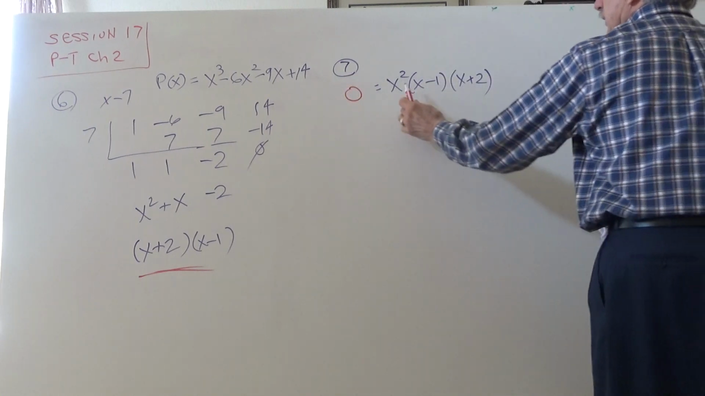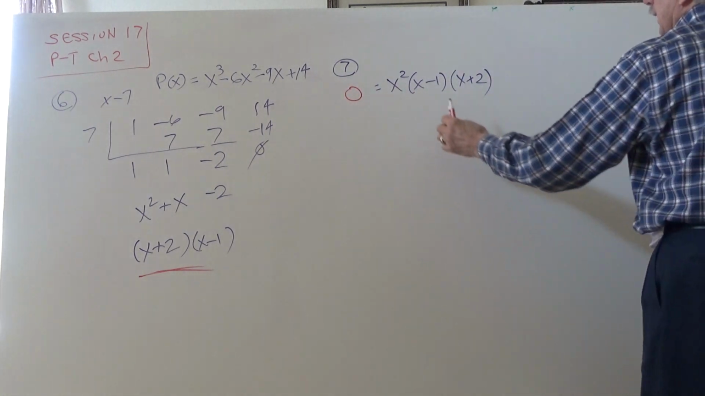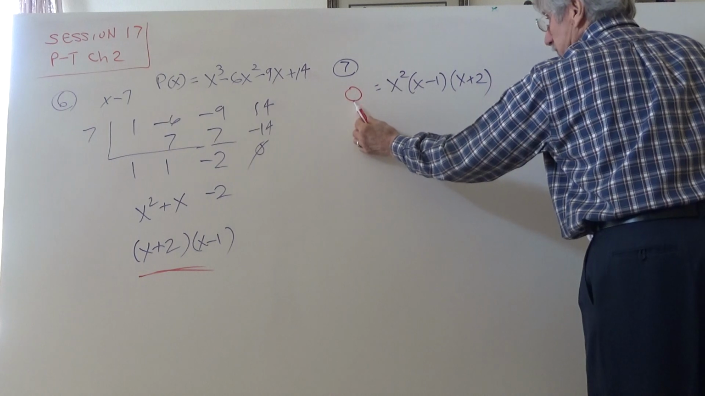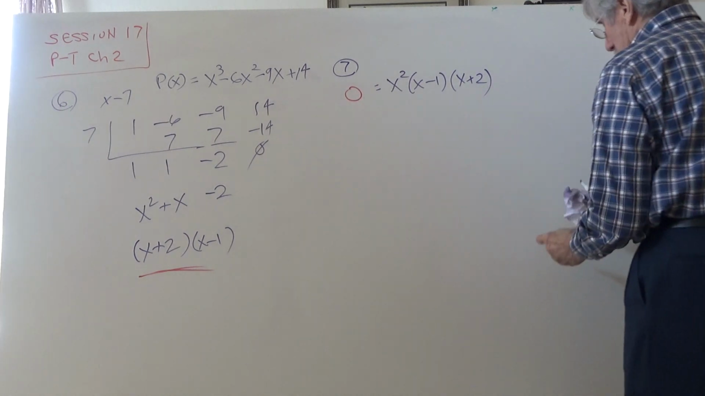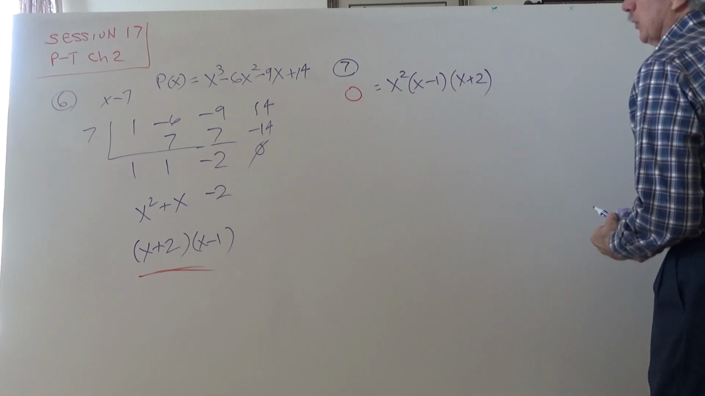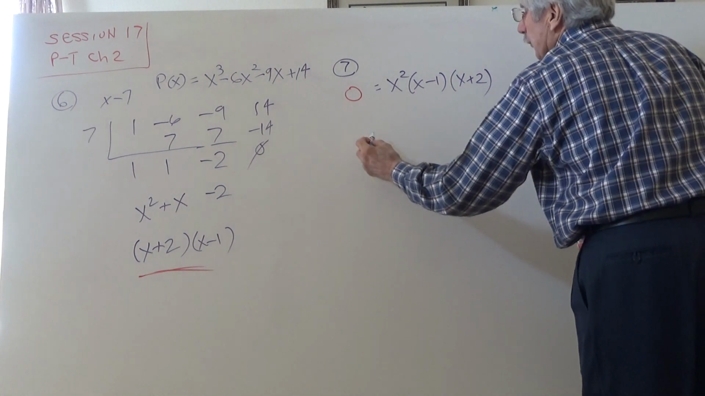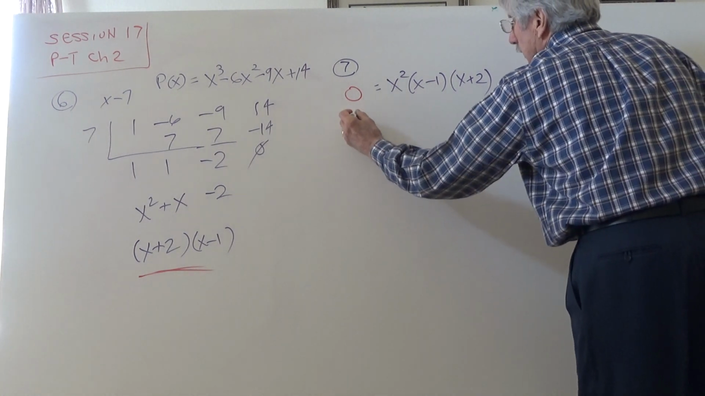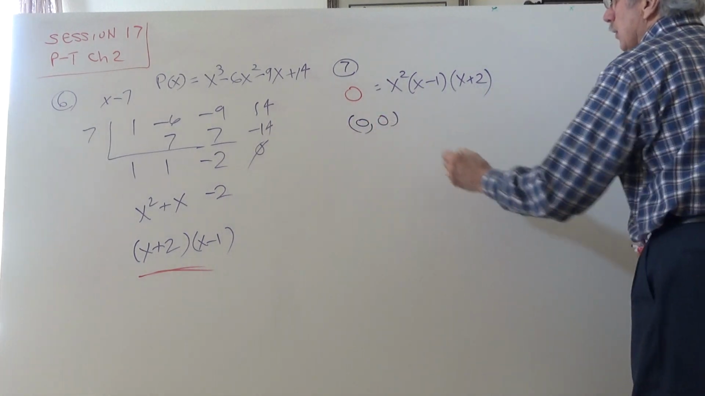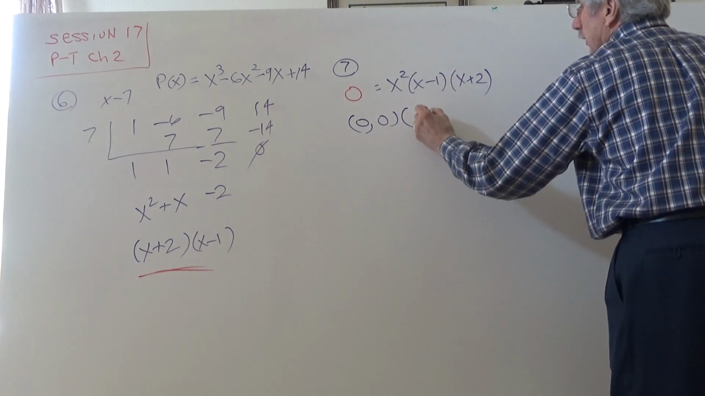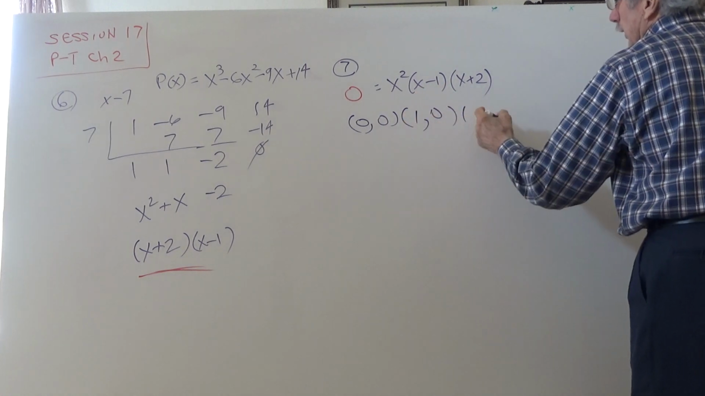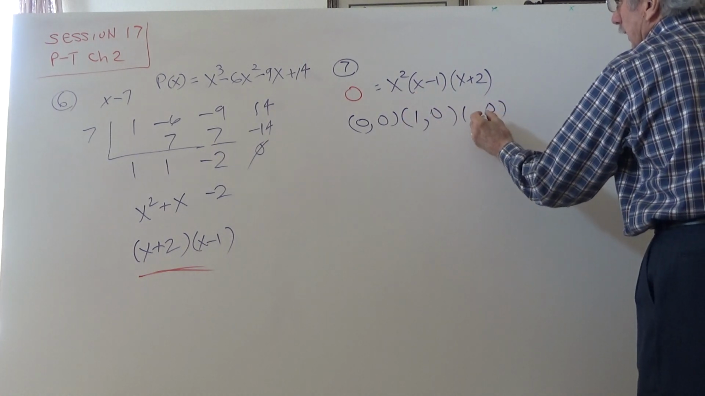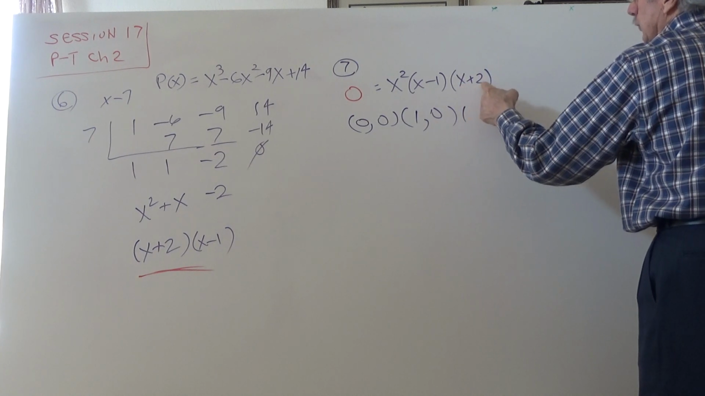In that case, then x squared would be 0, and x minus 1 would be 0, means x is 1, and x plus 2 would be 0, subtract 2, x is negative 2. So when y is 0, x becomes 0. When y is 0 right here, x becomes 1. 1 minus 1, 0. And when y is 0, x becomes negative 2. Negative 2 plus 2, 0.